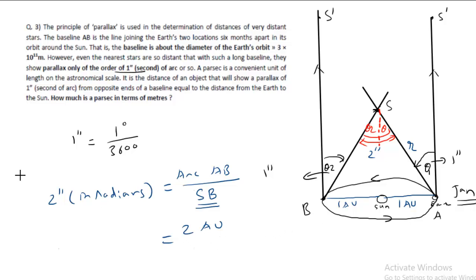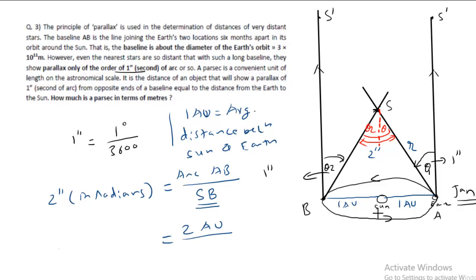What is AU? AU means astronomical unit. 1 AU is approximately equal to the average distance between Sun and Earth. So the arc AB is approximately 2 AU, twice of 1 AU. Then distance SB, let us consider this as distance R, which we need to find here, and the angle is 2 arc second in radians.